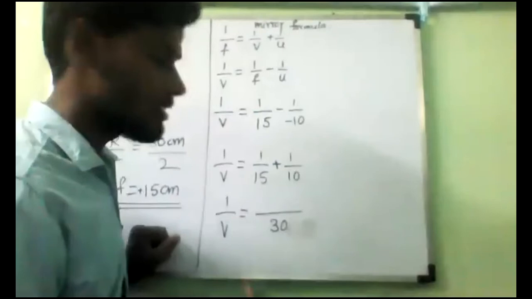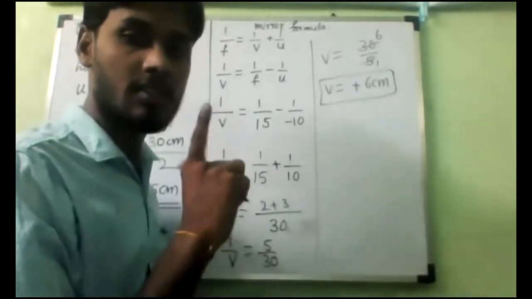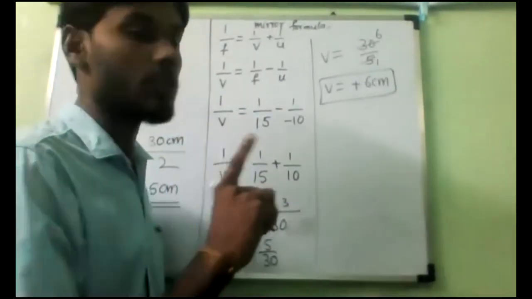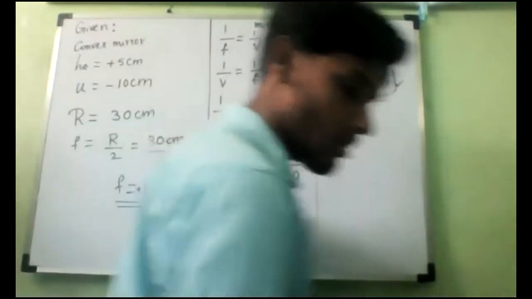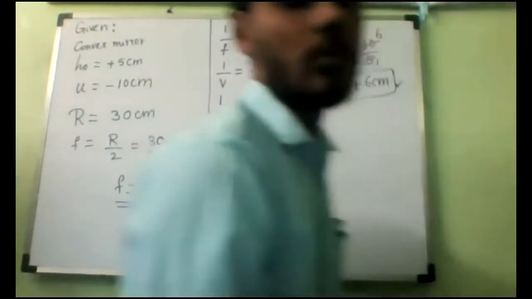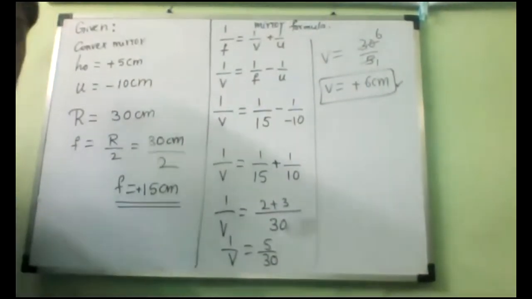Do you understand? In this case, V must always come positive. Have you got the answer or not? Yes or no? All of you should solve it.